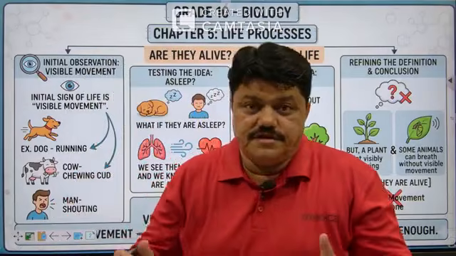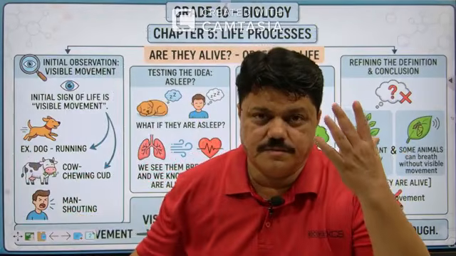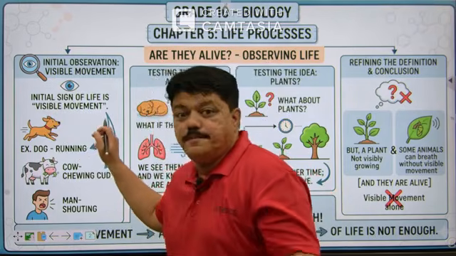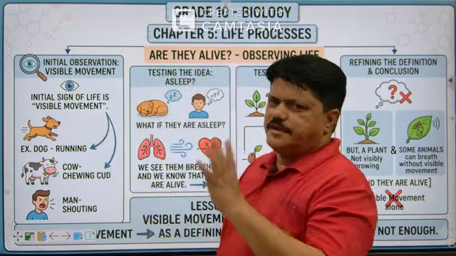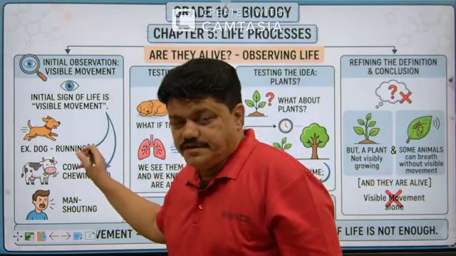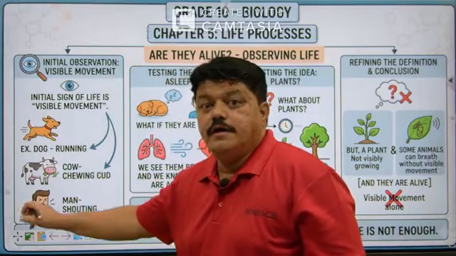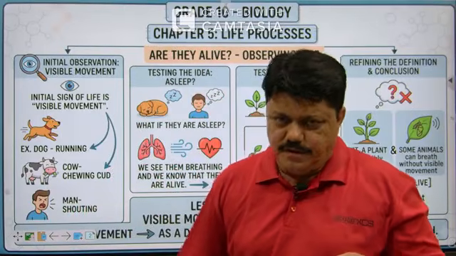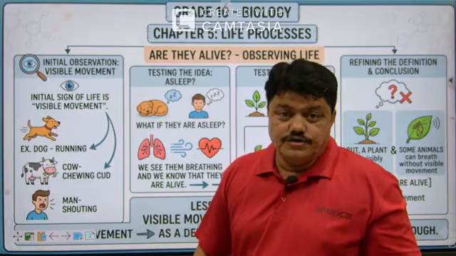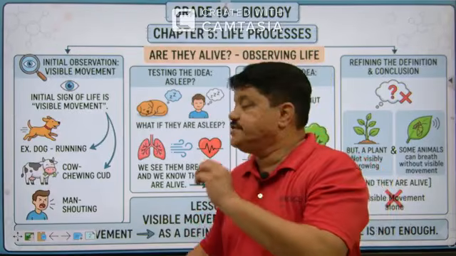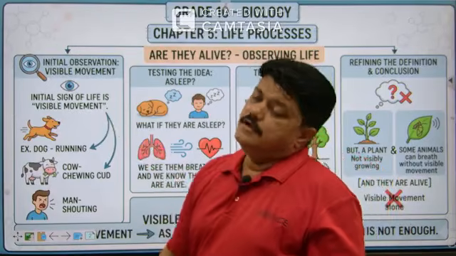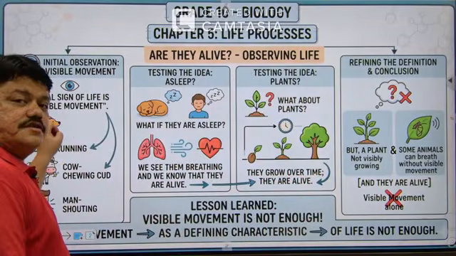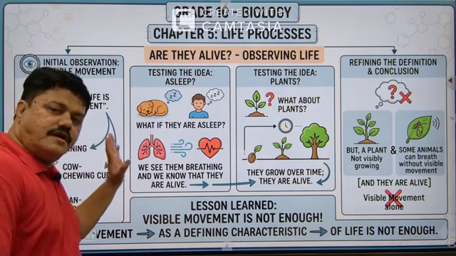As we differentiate between living and non-living, the first thing that comes to mind is some type of visible movement. Some examples are given, like a dog running, a cow chewing cud, and a man shouting on the street. In all these cases, some sort of visible movement is there. By considering this visible movement, we consider these organisms as alive.